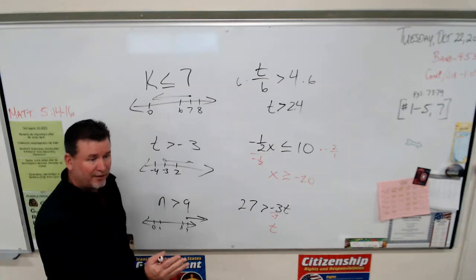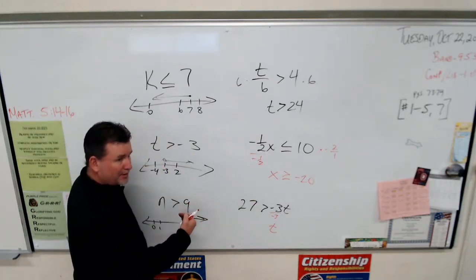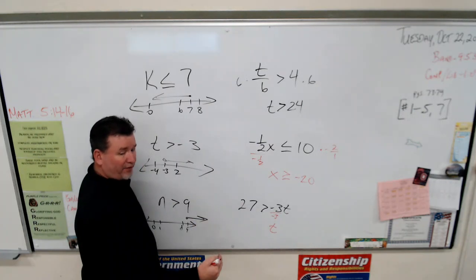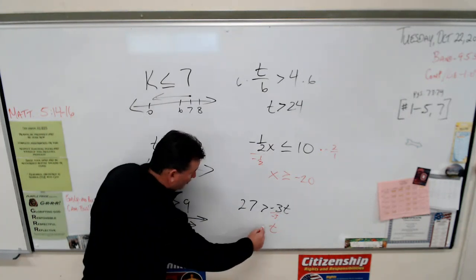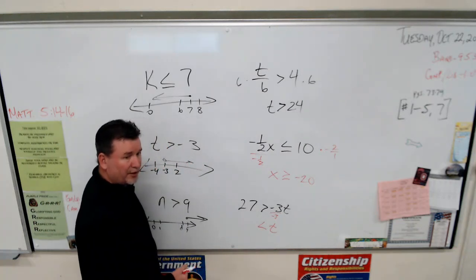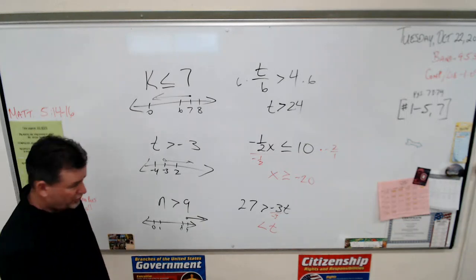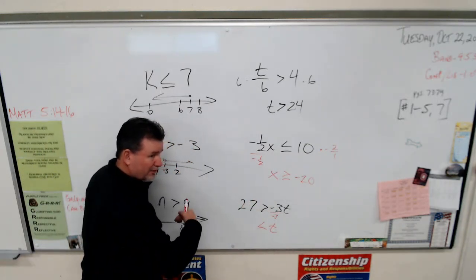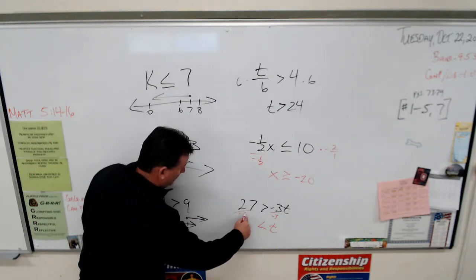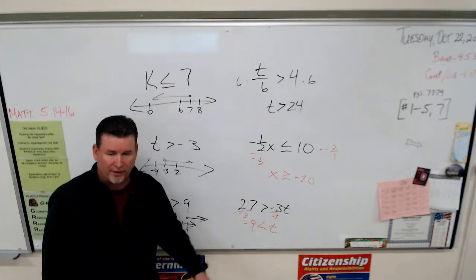Now wait. That means I have to divide this side by negative 3. If I divide or multiply by a negative, I got to switch the inequality. Negative, remember, means opposite of. So the opposite of greater than is less than. 27 divided by negative 3 is negative 9. T is less than negative 9.